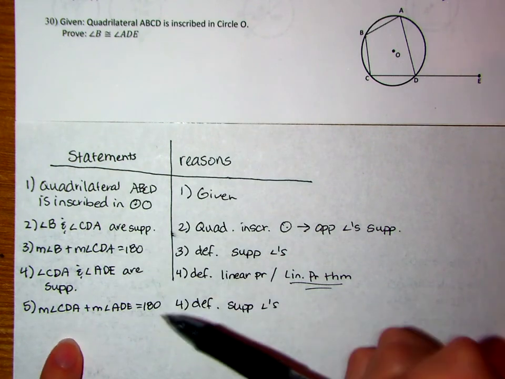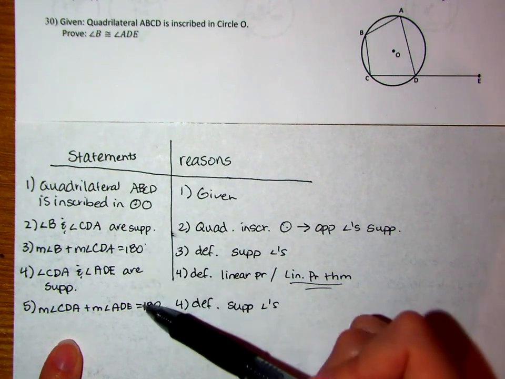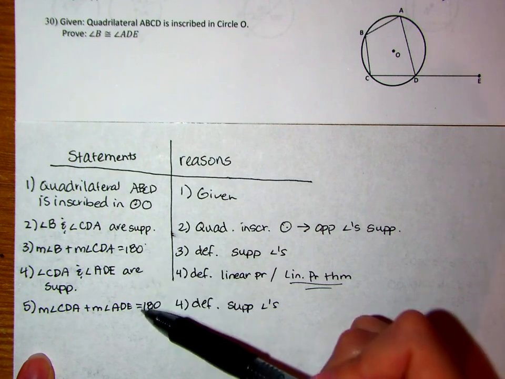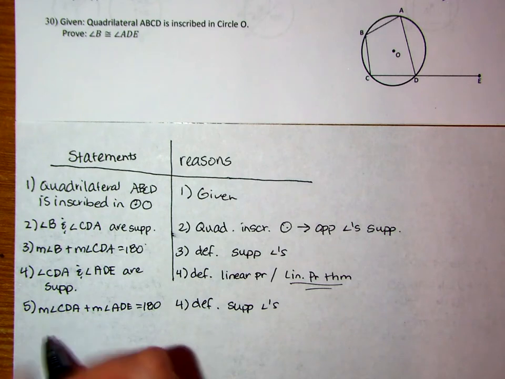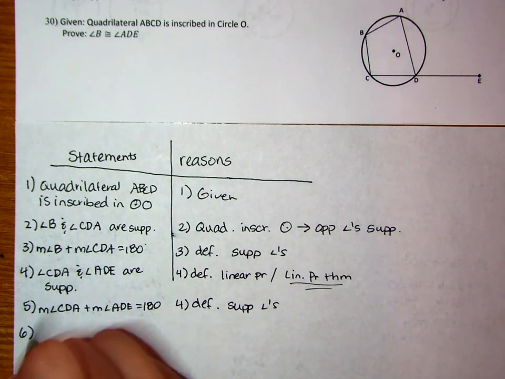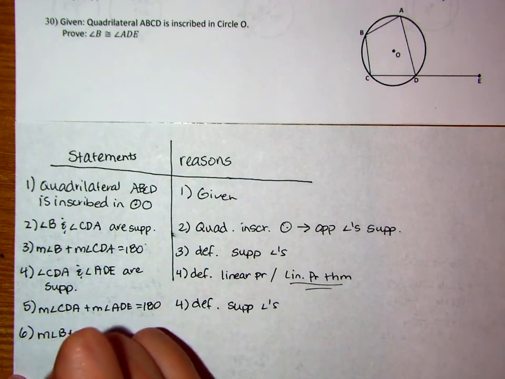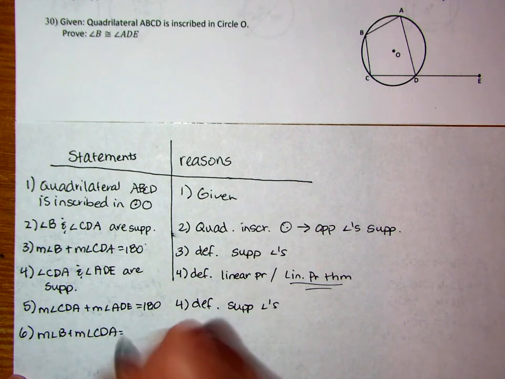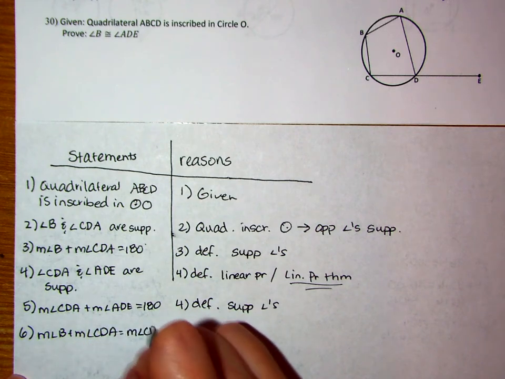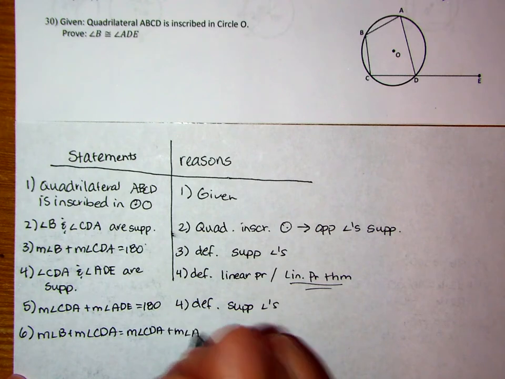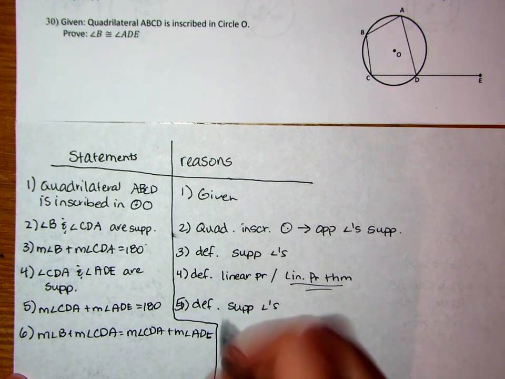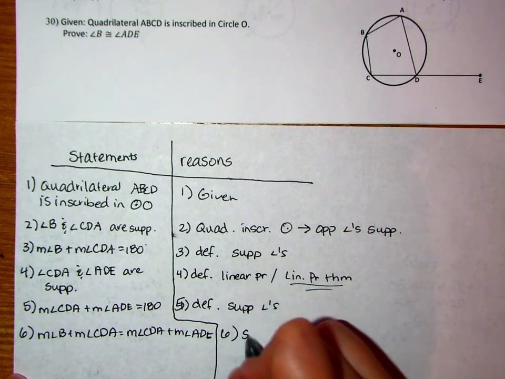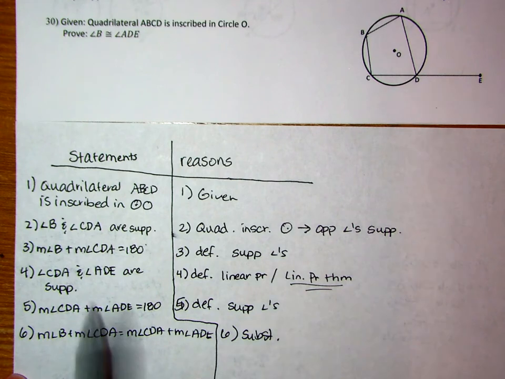Now, what I want you to notice is that both of these are equal to 180. So that must mean if they're both equal to 180, I can set this expression equal to this expression. So that's the next step. I'm going to take the measure of angle B plus the measure of angle CDA, and I'm going to set it equal to the measure of angle CDA plus the measure of angle ADE. That was 5 before. And the reason is going to be substitution, because if they both equal 180, I can set them equal to each other.